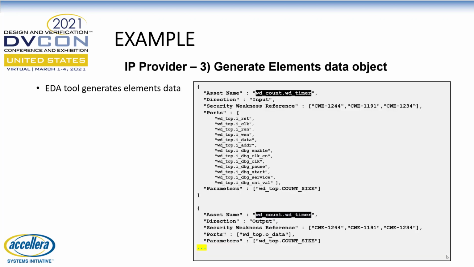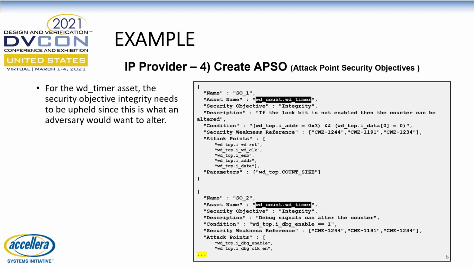With the EDA tool, generate the element data. So here, since we identify WD count, WD timer, the tool will allow us to find specific weaknesses that could be associated with the logic or the structure. The next step is to create the attack point security objectives.